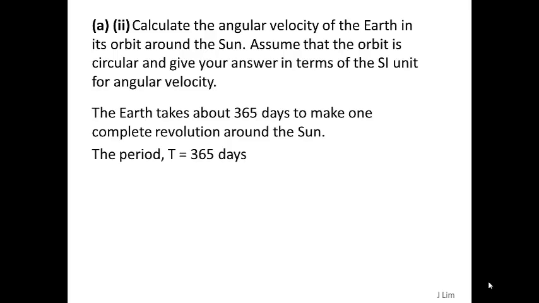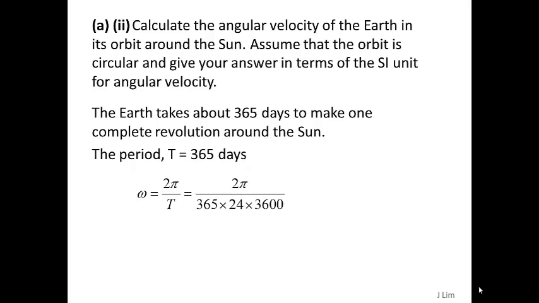Calculate the angular velocity of the Earth in its orbit around the Sun. Assume that the orbit is circular and give your answer in terms of the SI unit for angular velocity. The Earth takes about 365 days to make one complete revolution around the Sun, so the period is 365 days.